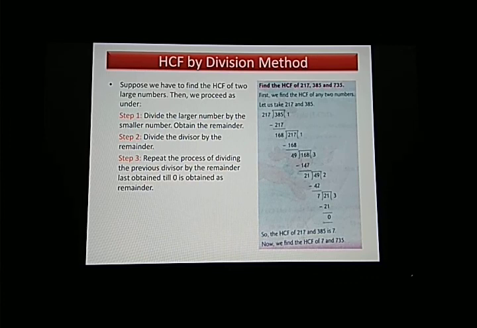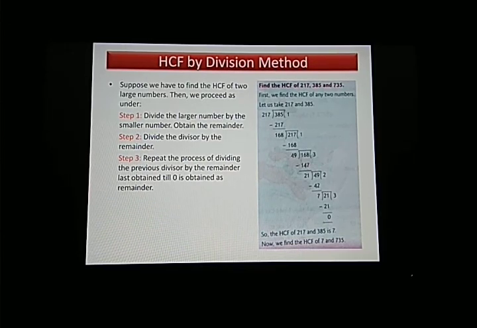Clear? So these were the 4 methods of finding the HCF. Now if no method is mentioned, you can use any of the methods. The result will be the same. But if it is specifically mentioned that a method has to be used, then you have to follow that procedure. So I hope you all have understood these 4 methods very well.